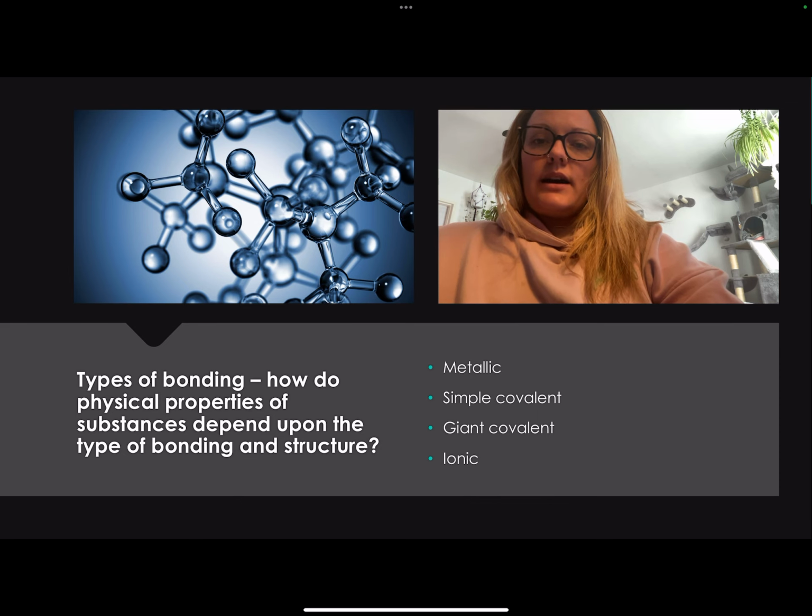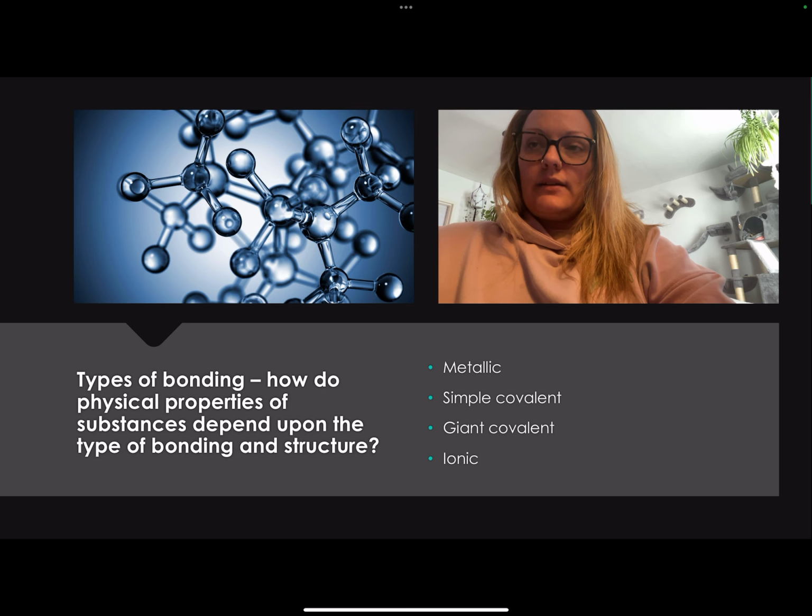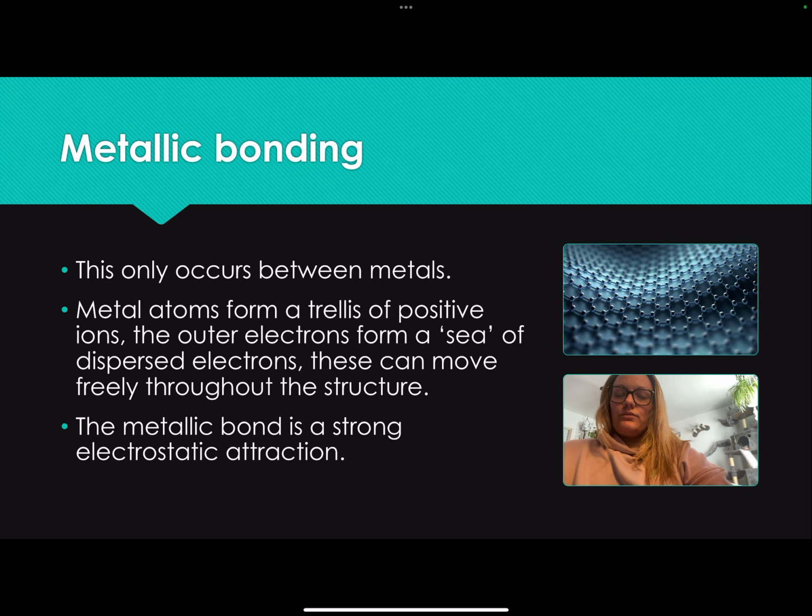Types of bonding. How do physical properties of substances depend upon the type of bonding and structure? For example, metallic, simple covalent, giant covalent, and ionic. Metallic bonding. This only happens between metals. Metal atoms form a lattice of positive ions. The outer electrons form a sea of delocalised electrons. These can move freely throughout the structure. The metallic bond is a strong electrostatic connection.